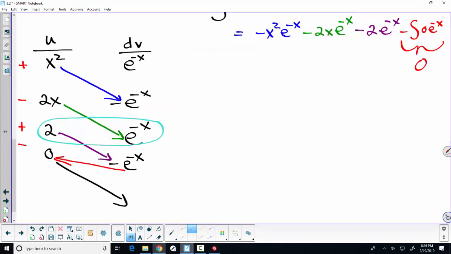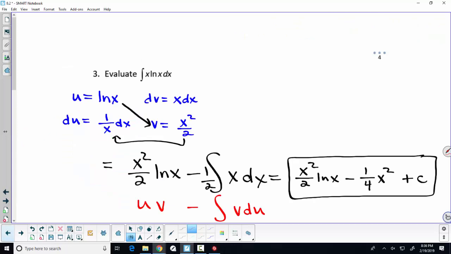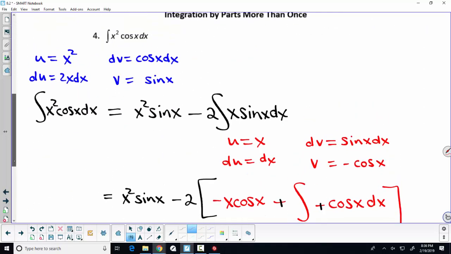Okay, so let's go back to that other one. We had this one, x squared cosine x.